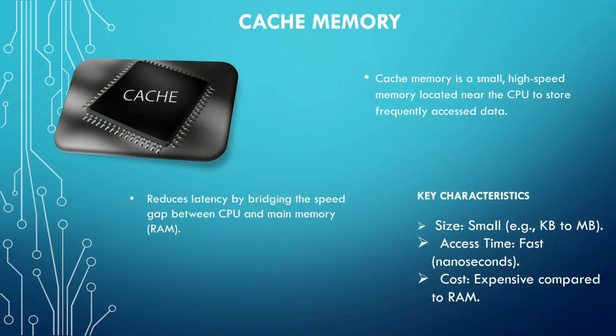So cache memory is a small high-speed memory located between the CPU and the main memory. It temporarily stores frequently accessed data and instructions, which reduces the time it takes the CPU to fetch data from RAM. The faster the cache works, the quicker the computer responds. And cache memory has key characteristics depending on the size, the access time, and of course, it's expensive compared to RAM.